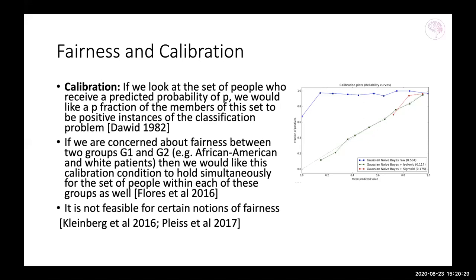If we were to map this within the context of healthcare, suppose we are dealing with two different groups, say African-Americans versus white patients, and connecting back to our notions of group fairness that we encountered earlier, ideally we would want our models to be calibrated within these different populations and also across these populations. One theoretical result that has come out is that it's actually not always possible, under many conditions, to have models which are well calibrated as well as fair.